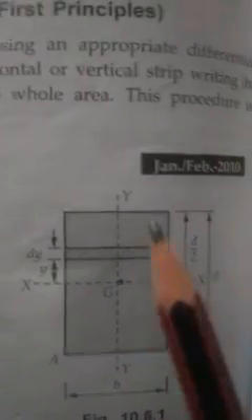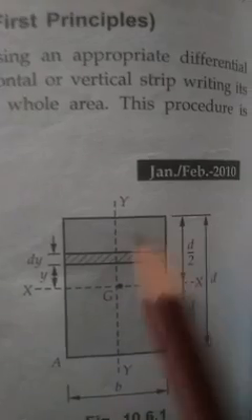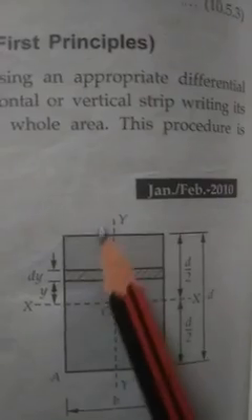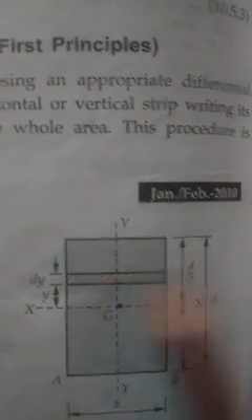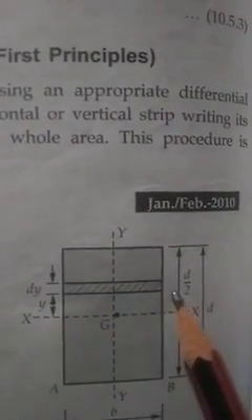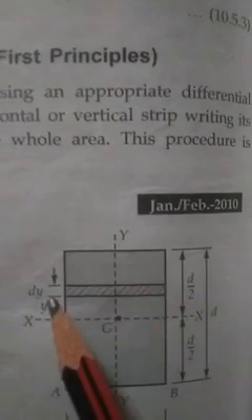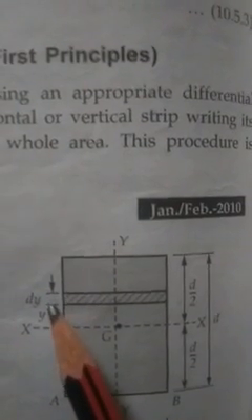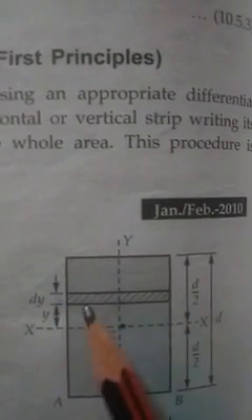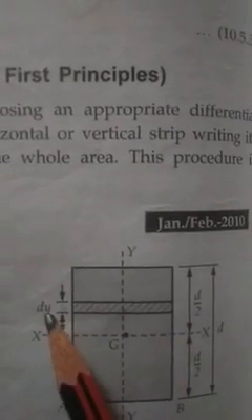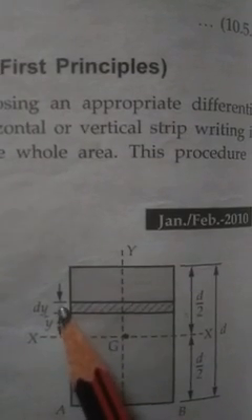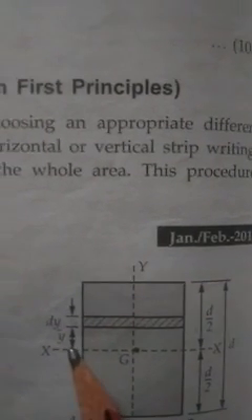You take this section, the rectangle section of breadth B and depth D. Consider an elemental strip of length B and width dy. Here dy is the width, or you can take it as depth. So the elemental area is dA equal to B into dy, at a distance of y from the centroidal axis.